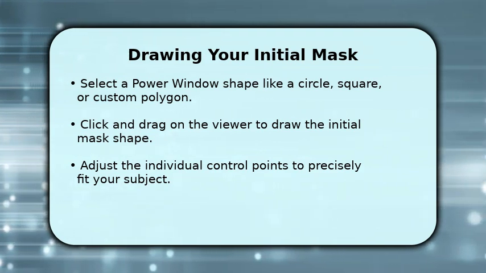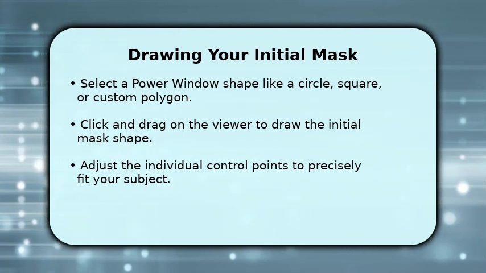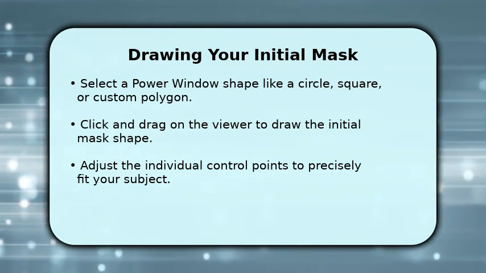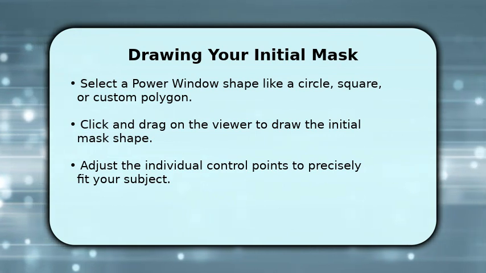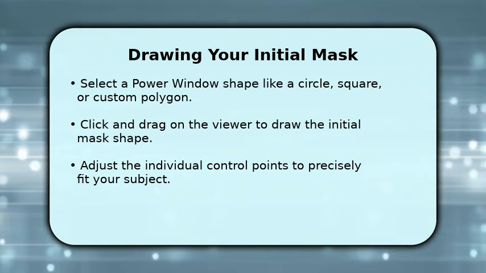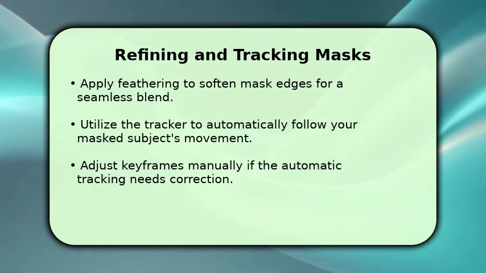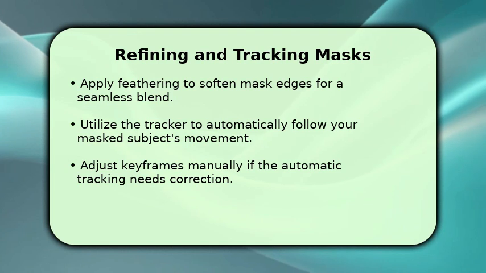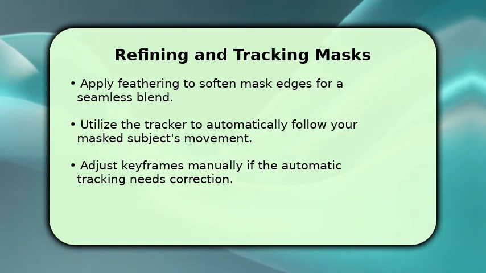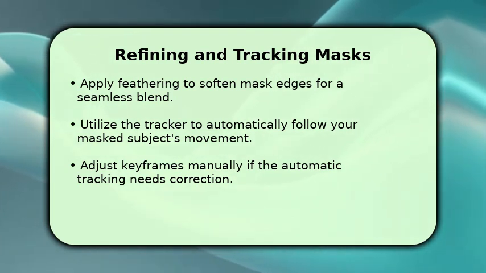For intricate shapes, use the Custom Polygon tool, adding points as needed. Refine the mask by dragging individual control points until it perfectly outlines your desired area. Refining your mask is crucial for a professional look. Use the softness controls to add feathering, blending the mask edges smoothly into the background.